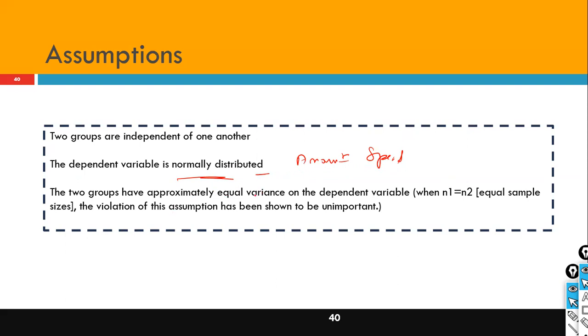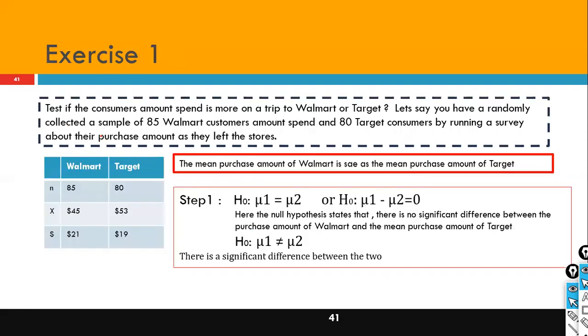The two groups have approximately equal variance on the dependent variable, and the violation of this assumption has been shown to be unimportant. See, for male and female, the amount spent, the variance should be approximately equal, but it is not always possible. Hence, you can disregard this assumption. But it has to fulfill these two assumptions.